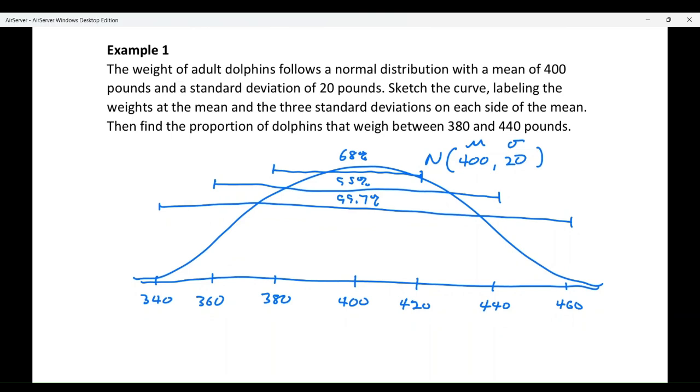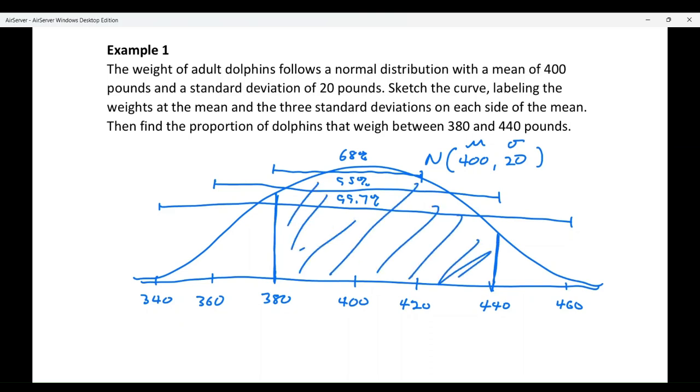The other is to think more holistically. In this case, we want to know, for example, what percentage of dolphins we would expect to be between 380 and 440 pounds. So we're basically looking for this area right here. Well, we know that from here to here, that's that 68%, right? And then this part right here is part of that 95%.